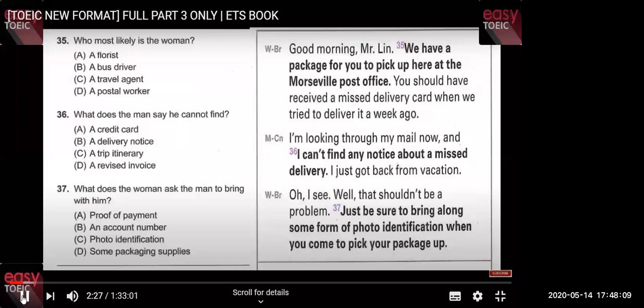Number 37. What does the woman ask the man to bring with him? Okay. So did she ask for proof of payment, an account number, photo identification, or some packaging supplies? Photo identification. Uh-huh. Photo identification.